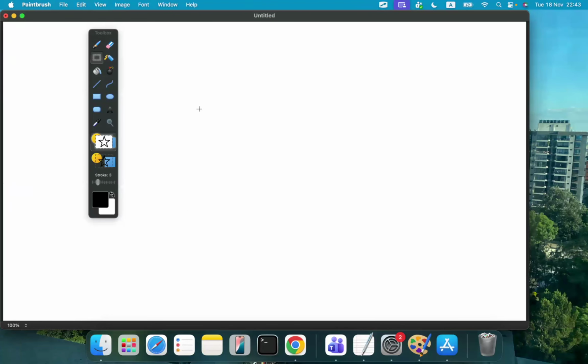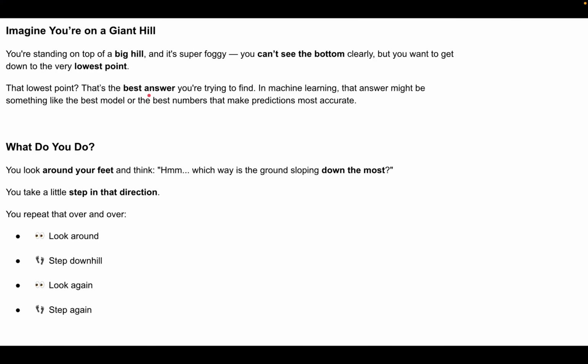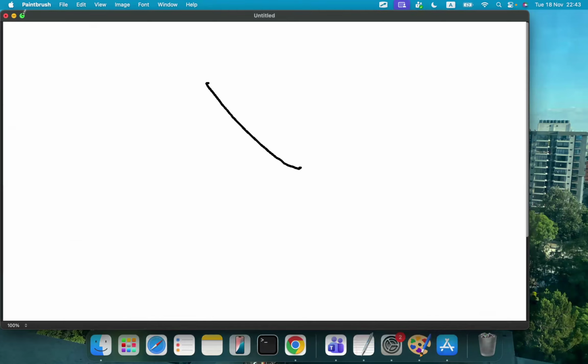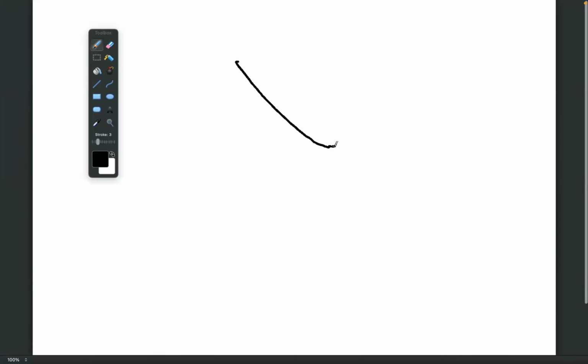So you're on top of this hill right now, right? You want to get to the point that we are looking for, which is going to be somewhere around here, but you can't see it. The lowest point, that's the best. So we are trying to find this. The answer might be the best model or the best numbers that make predictions more accurate. So we're actually looking for the best model in our scenario that's going to make our model more accurate.